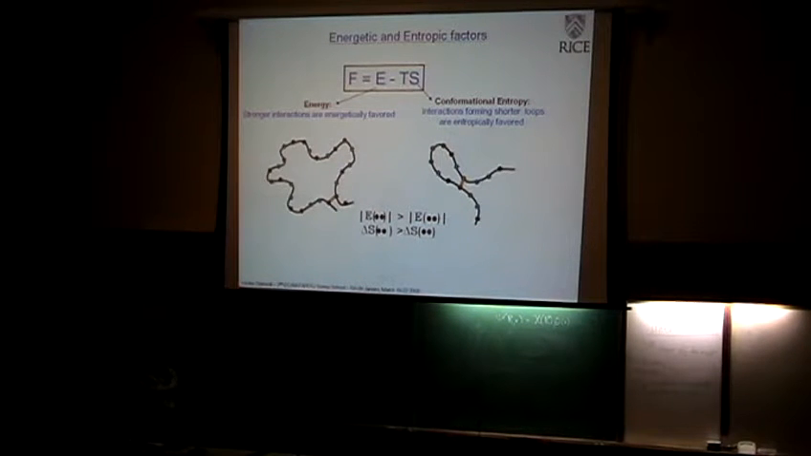So there are two sources of heterogeneity, two sources of frustration, if you want, and this is why people talk about energetic and topological frustration. Topological frustration being this entropic heterogeneity. And this can be quantified more rigorously theoretically.